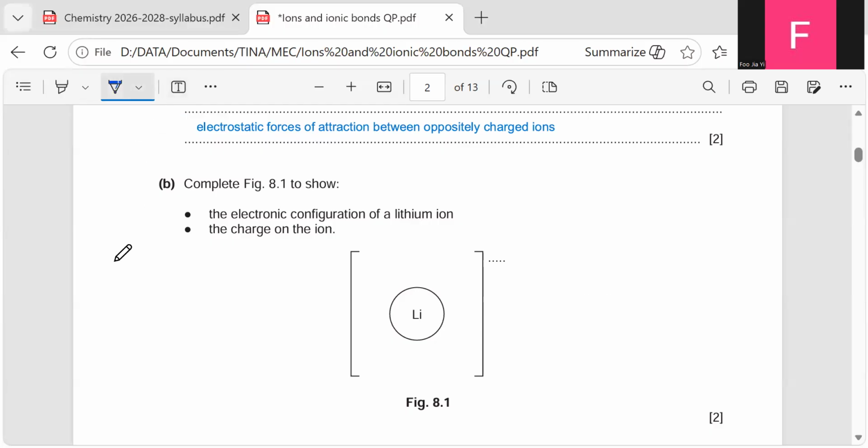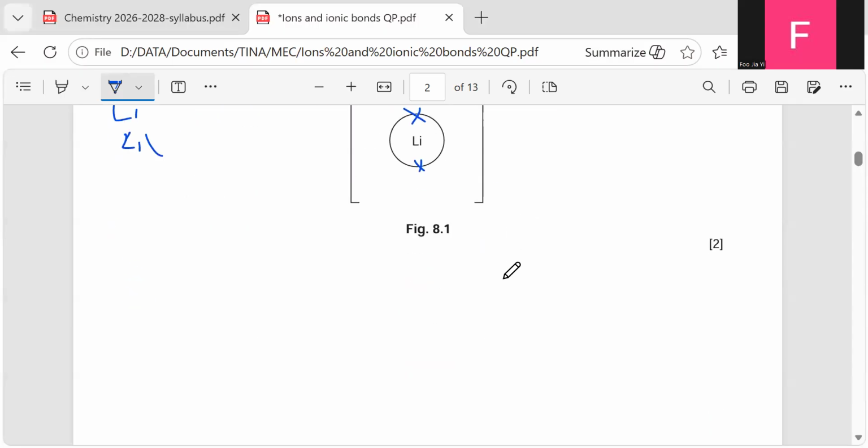Okay, so lithium is in group 1. It is 2, 1. So it will form positive 1. And from 2, 1, it becomes 2. Okay, can? Do you get this? Yeah? Sharon, okay? No need. You can just write positive. No need to put the 1.